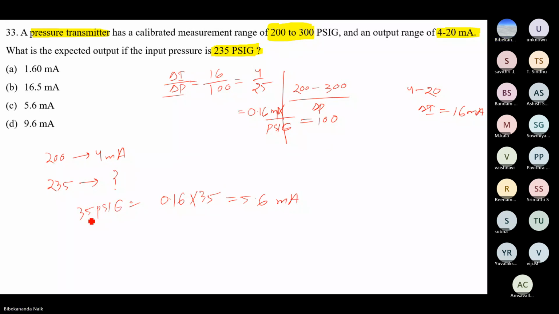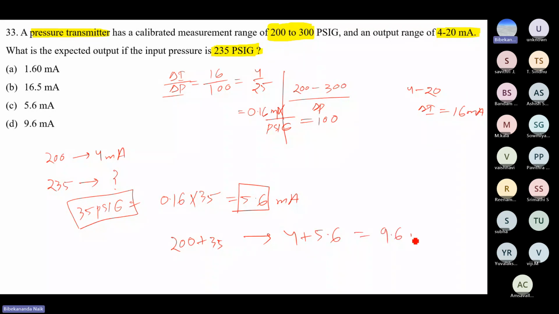So in 35 psig the current changes by 5.6 milliampere, but initially for 200 psig it was 4 milliampere. So for 235, which is 200 plus 35, it will correspond to 4 plus 5.6. It will be 9.6 milliampere. So the current output will be 9.6 milliampere.